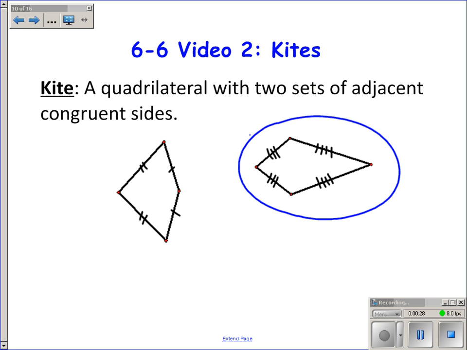So these two are congruent, and these two are congruent. And the same thing is true about this kite. These are congruent, and these are congruent. So the congruent sides are right next to each other.